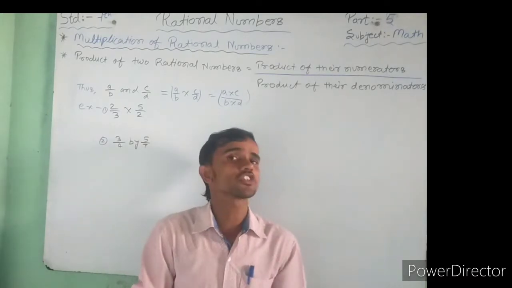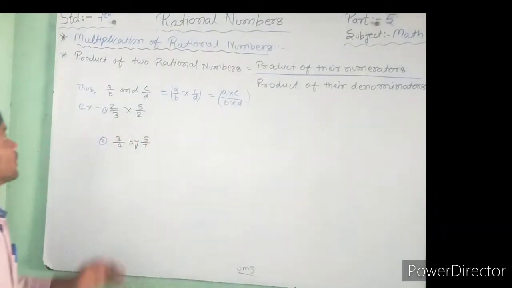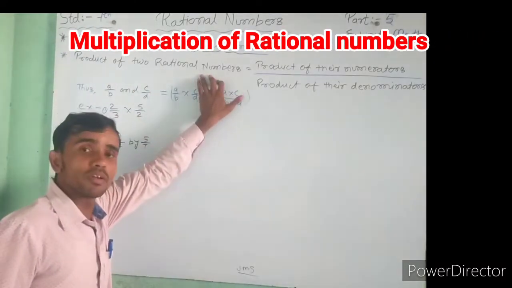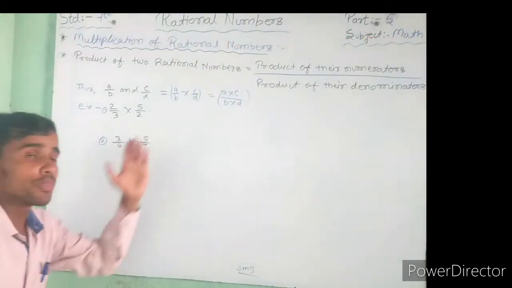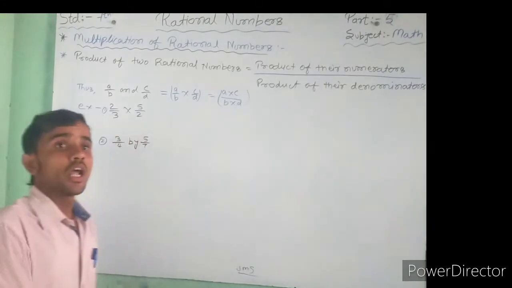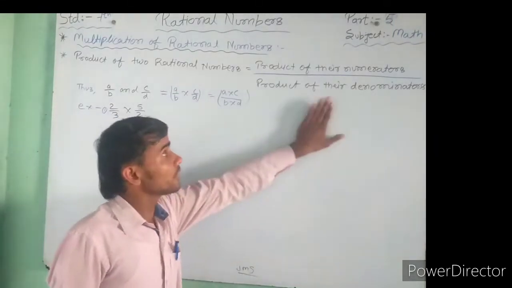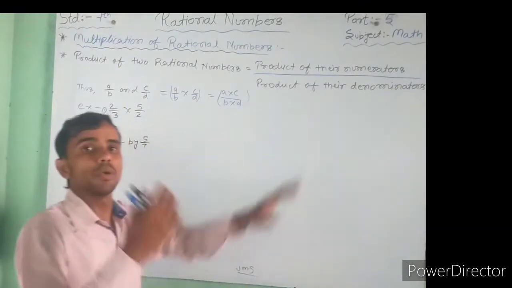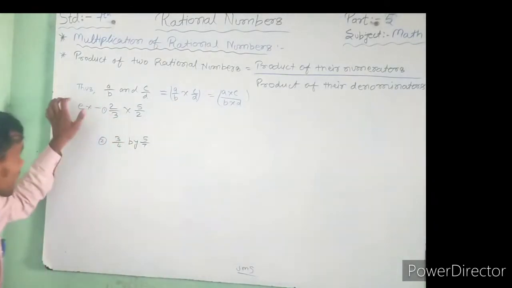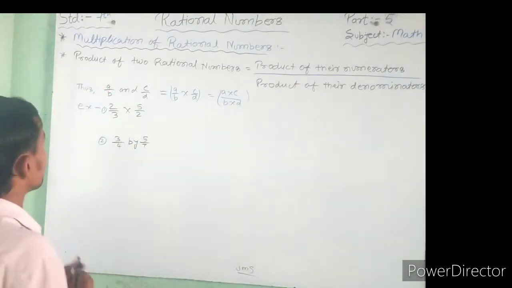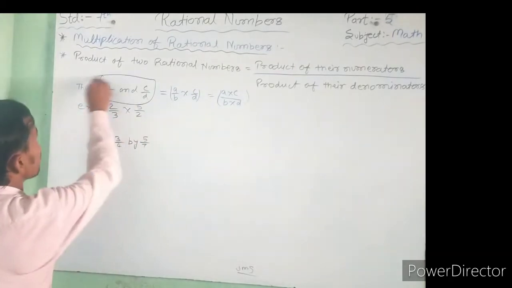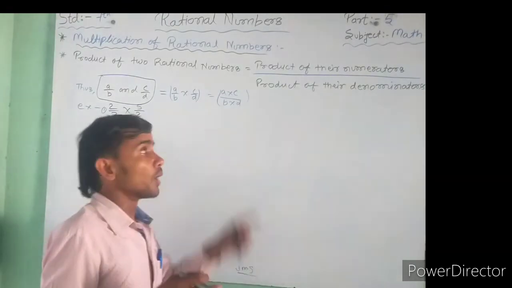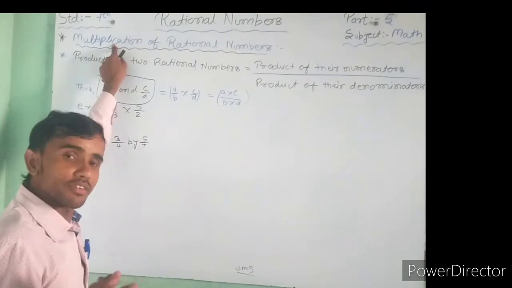So my dear students, let us start. See what I wrote on the board: multiplication of rational numbers. It means the product of two rational numbers equals the product of the numerators upon the product of the denominators. That is the rule of multiplication of rational numbers. Next, the question format and the answer format, and how to solve.